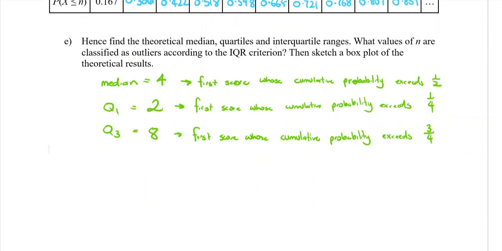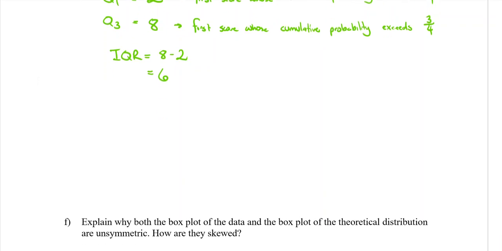I was also asked to find the interquartile range. So for the interquartile range, I'm just going to be subtracting the Q3 minus the Q1. So that is equal to 6. I was then asked to find the quartiles, interquartile range. What are the values of n that are classified as outliers? Okay, so here we go with our outliers now. The formulas for outliers are Q1 minus 1.5 lots of the interquartile range. That's the first one. Q1 for our question was 2 minus 1.5 times the interquartile range, which was 6. That makes -7. Don't have any negative numbers, so there's not going to be anything on the lower end.